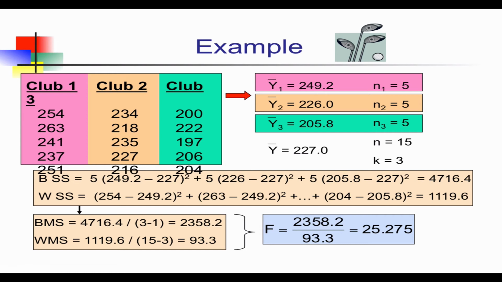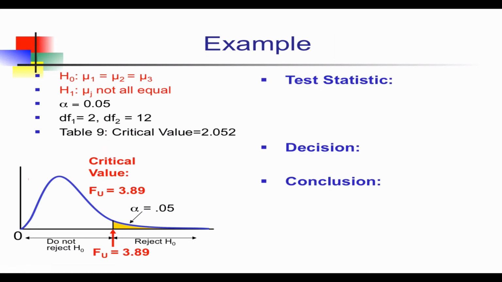So pretty much you can conclude that there's quite a lot of evidence to reject the null hypothesis that the mean distance between the 3 groups are the same. But let's still do an F distribution. So here, the F distribution that you're looking for is F distribution with 2 and 12 degrees of freedom. So this gives you a critical value of 3.89 right here.